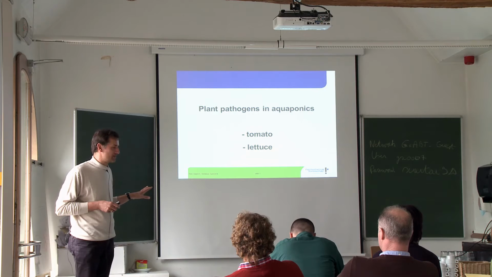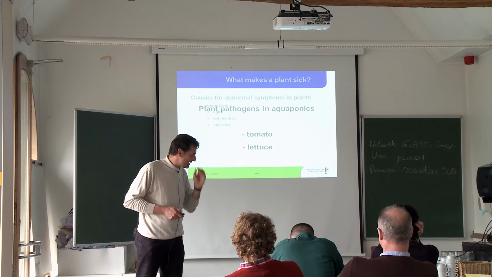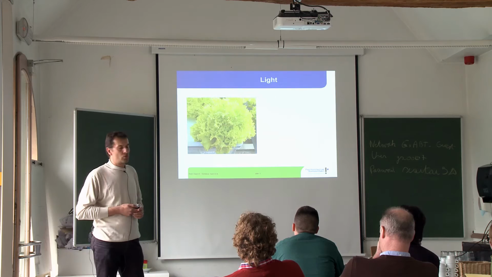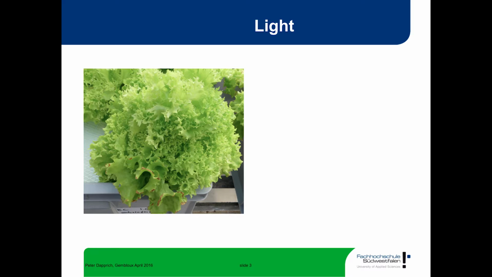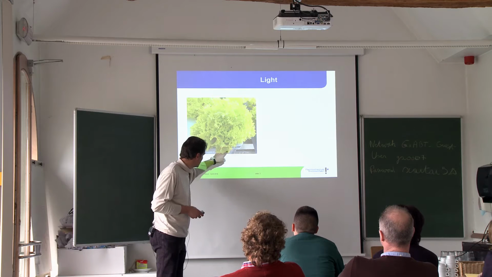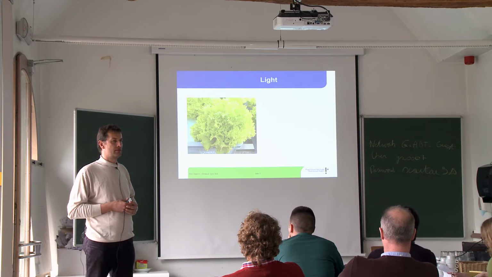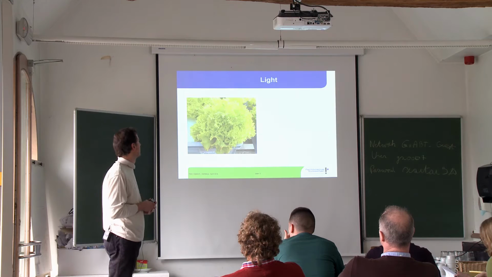Good. So let's start with pathogens. Again, causes for abnormal symptoms. We had them in the talk before, biotic and abiotic. But what is what? Here are some examples. A nice lettuce plant with some of these brown necrosis. The headline already says it is light. The cause of this damage was light. Has anybody an idea how this damage could be produced?